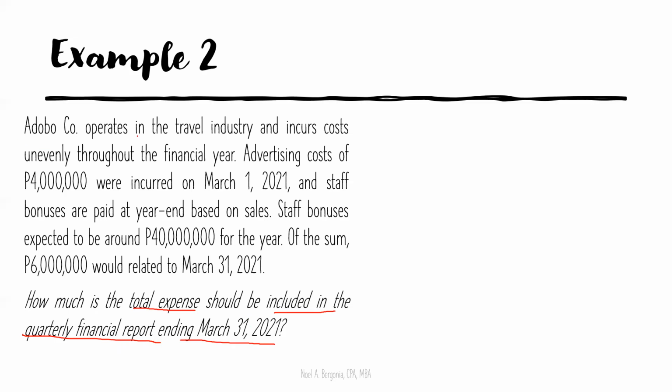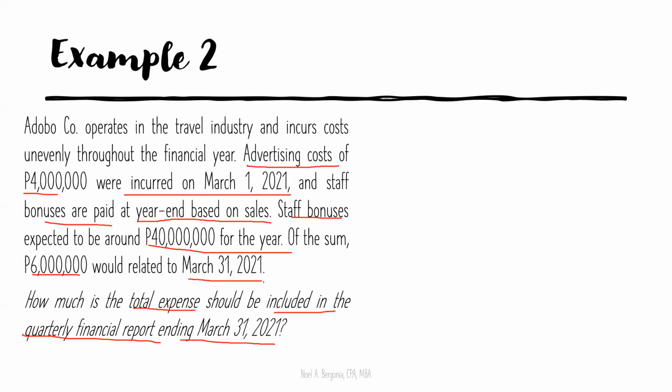Adobo Corporation operates in the travel industry and incurs costs unevenly throughout the financial year. Earlier we discussed unevenly. We have advertising costs of 4 million incurred on March 1, and staff bonuses being paid at year end based on sales. So two expense items: advertising and staff bonuses. The staff bonuses are expected to be around 40 million for the year, but of some 6 million would be related to March 31.